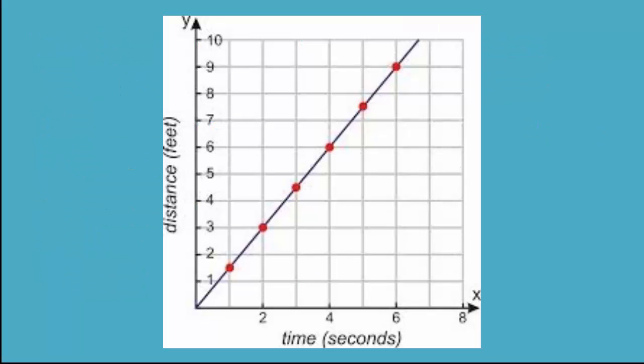This time distance graph shows how far a person has walked from some starting point. We can tell the person is walking at a constant rate because the graph is a straight line. Every 2 seconds, the person walks 3 feet.